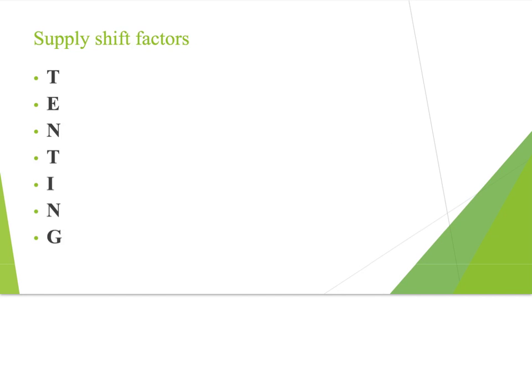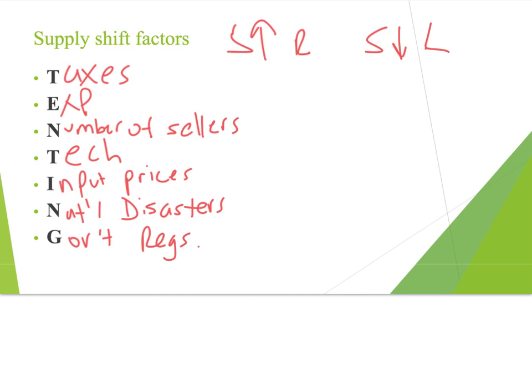So in order to shift supply, much like demand, if supply increases, we shift to the right, and if supply decreases, we shift to the left. Your teacher may have used a different acronym than I'm using here, but what shifts supply are things like taxes and subsidies, expectations for future profit, the number of sellers, the amount or availability of technology, input prices, such as steel to a car or tires to a car, natural disasters, and government regulations.